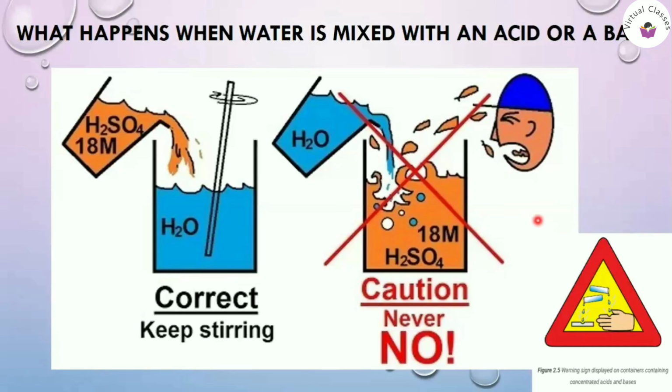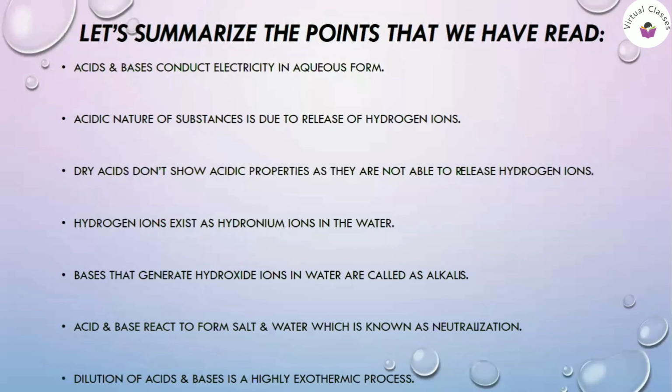Same is the case with bases. Mixing an acid or base with water results in a decrease in the concentration of ions per unit volume. Such a process is called dilution, and the acid or base is said to be diluted. You can observe this warning sign on the cans of concentrated acids or bases.